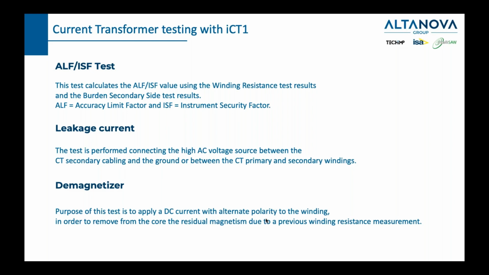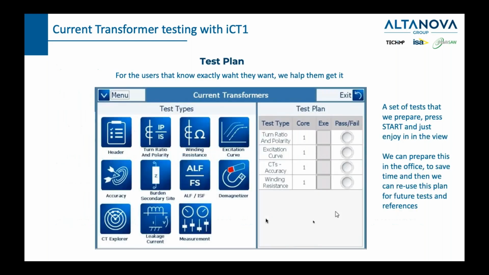It's a compounded test. Leakage current, this test is actually performed by connecting the high AC voltage between the CT secondary cabling and the ground, or between the primary and the secondary windings. With this test, you are basically trying to see what would be the current running between the primary and the secondary side. Ideally 0, but it's often something different than 0. And the demagnetizer, it's not necessarily a test, but it's a very useful function, whose purpose is, when applying a DC current with alternate polarity, you are actually putting the system in the BH plane into the point 0, 0.